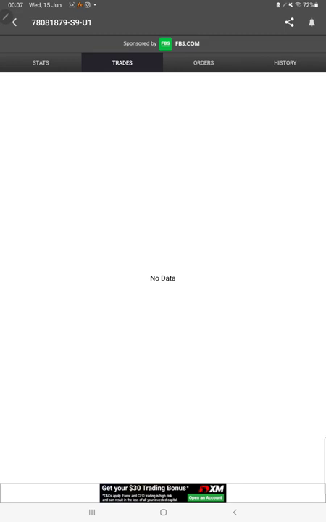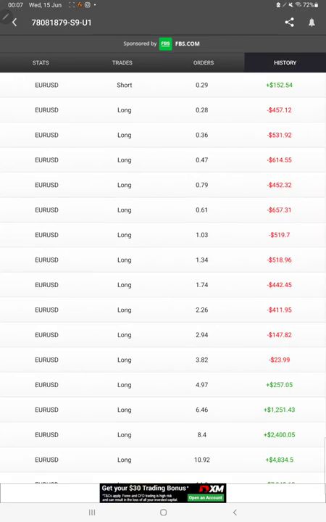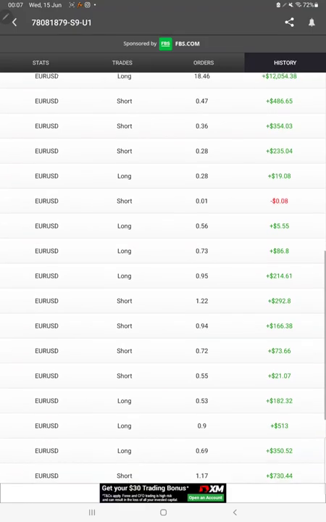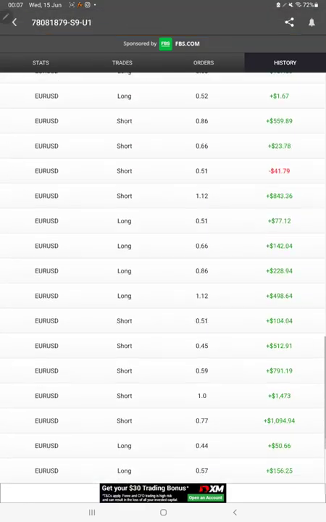We can also see the open trades here. In orders, we can verify the pending orders. In history, we can see how much lot size it has traded, and how much profit and loss we have booked by trading EUR/USD.